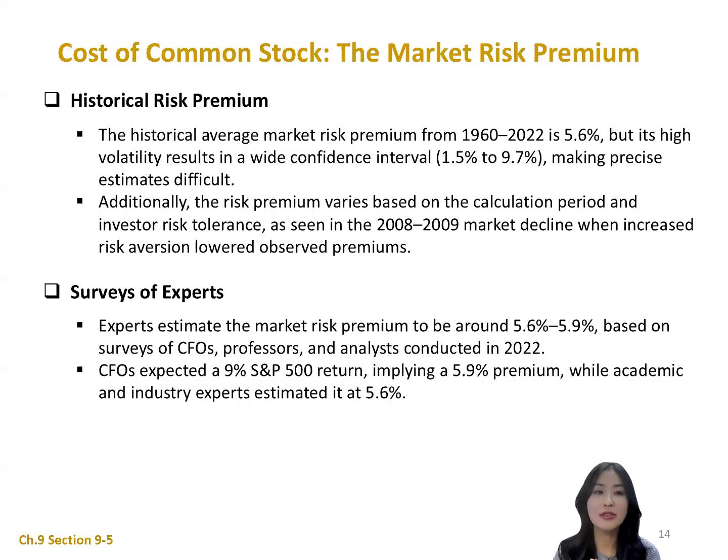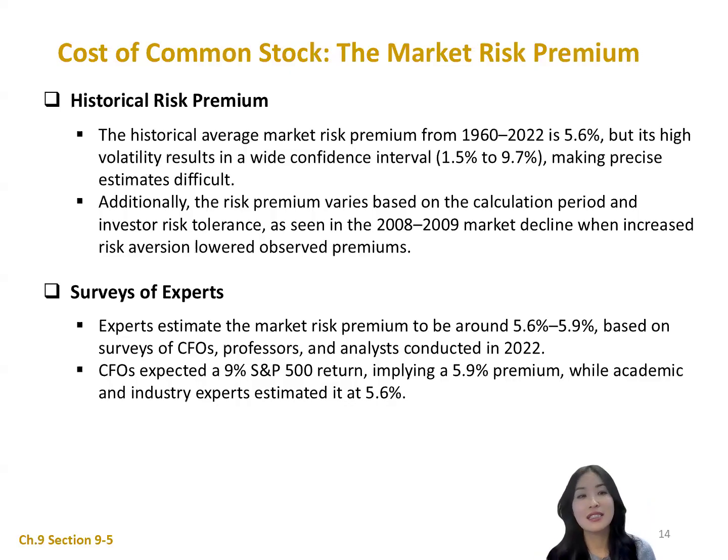In addition, investor risk aversion plays a key role. When investors become more risk averse, they demand a higher risk premium, which means they require a greater return on the stock. But at the same time, stock prices drop because future cash flows are discounted more aggressively. A real-world example was the 2008 to 2009 financial crisis, when market declines were driven in part by increasing investor fear and demand for higher risk compensation.